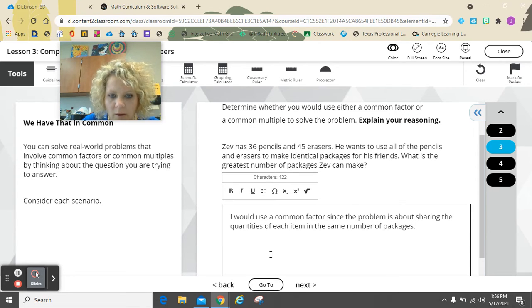So because we have different quantities, but they want to know same packages and sharing, then this would be a common factor or greatest common factor.